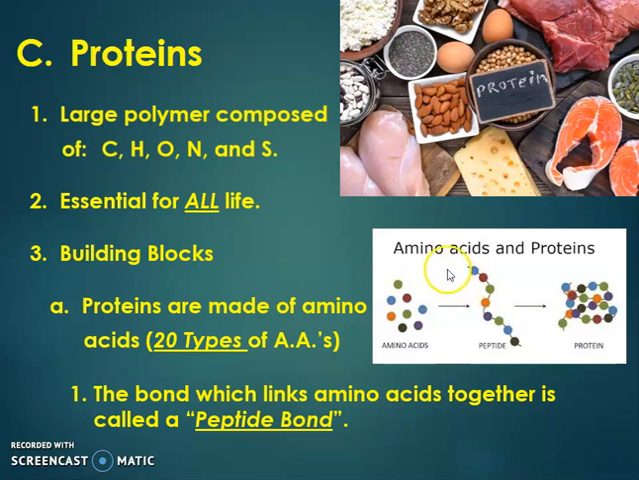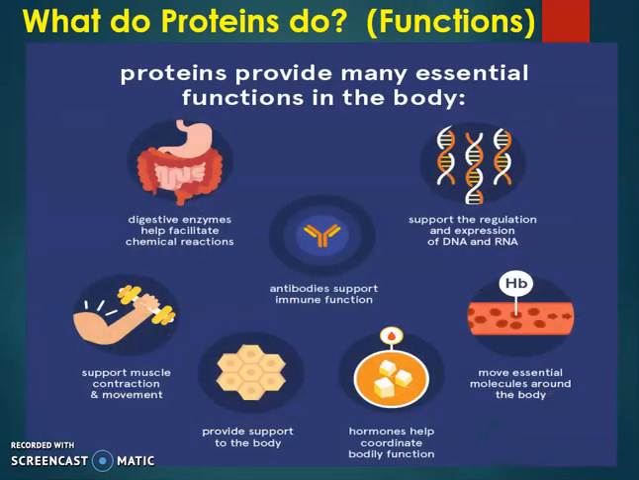All right, so one more time, we have your CHONs. We're going to put those elements together to create the building blocks of proteins, which are amino acids. There are 20 different types of them. We don't have to memorize names, just know that there are 20. And then when we link them together via a dehydration synthesis reaction, the bonds that we create are called peptide bonds.